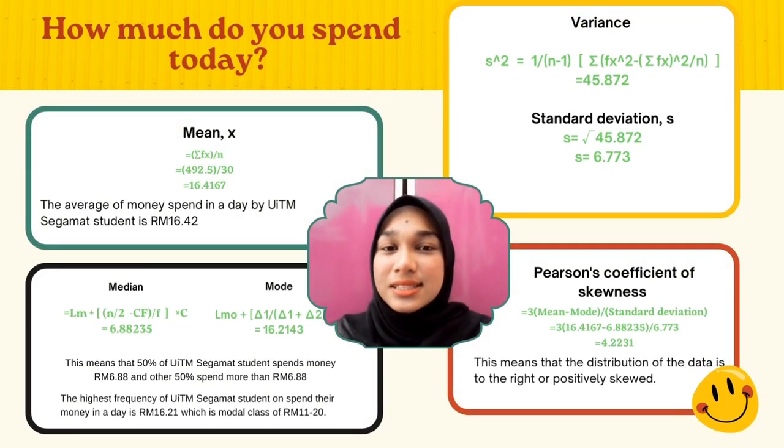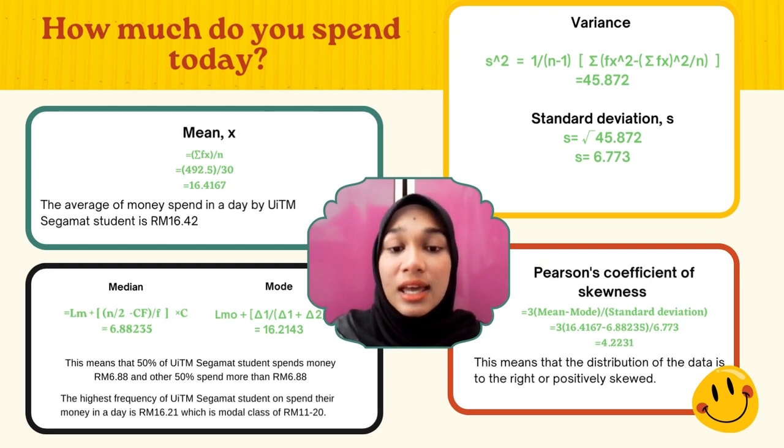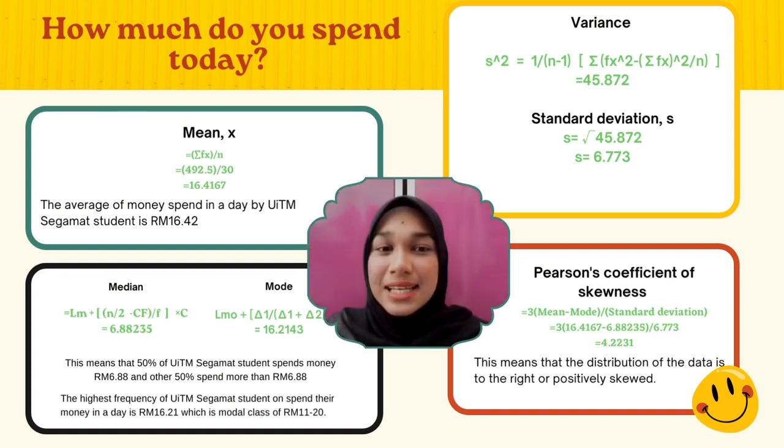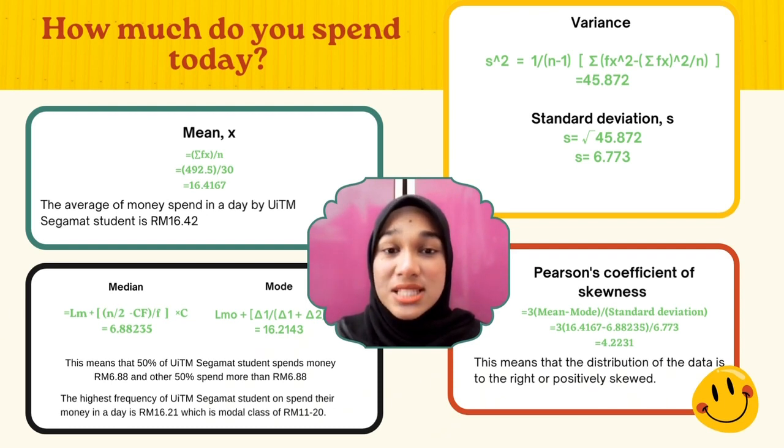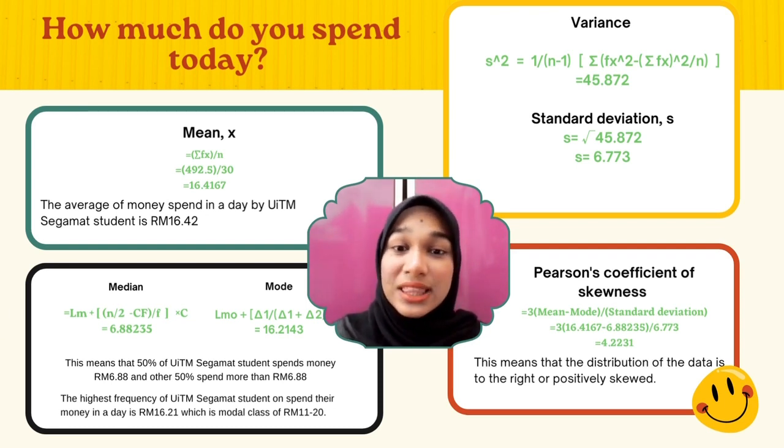Next, we need to calculate the mean, median, mode, variance, standard deviation, and percent coefficient of skewness using the formulas that were given. The answer for the mean is 60.4167. From this, we can assume that the average students spend in a day is 60 ringgit 42 sen. Next, for the median, the answer that I get is 6.88235. This means that students spend more or less than 6 ringgit 88 sen. The answer for the mode is 60.2143. It shows that the highest frequency of UiTM Segamat students spend 60 ringgit 21 sen in a day, which is in the class 100 to 20 ringgit.